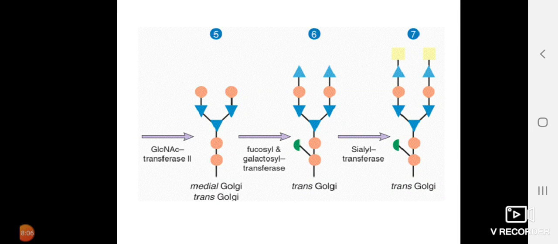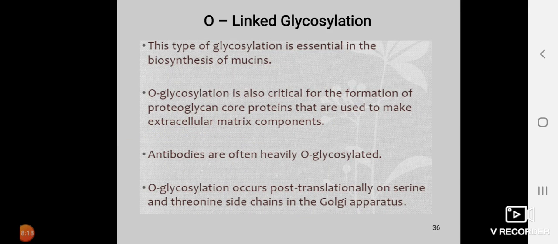Similarly, you can see the addition of fucose by fucosyl transferase, and galactosyl transferase is also involved in the addition of galactoses. That is all about N-glycosylation. I am trying to explain these things very briefly. I'll stop here. I'll continue with the O-linked glycosylation in the next slides.